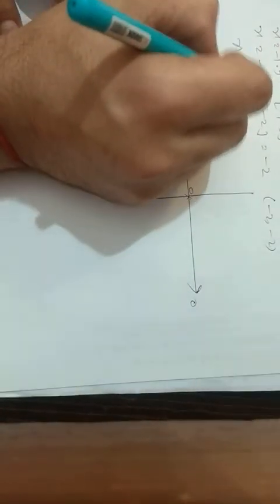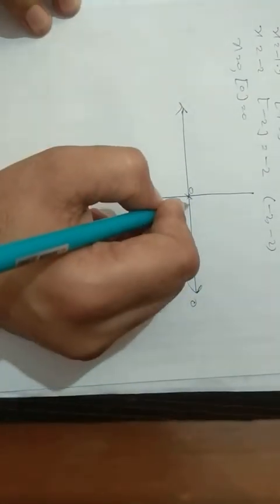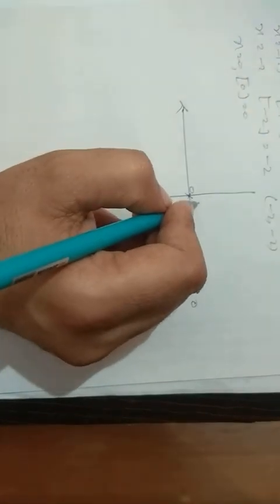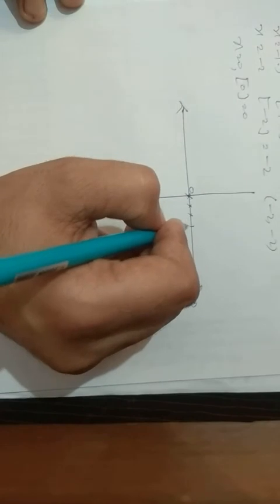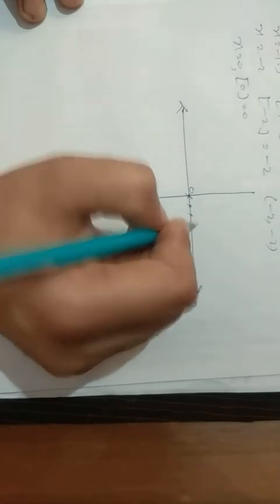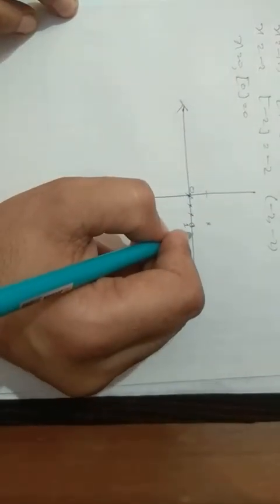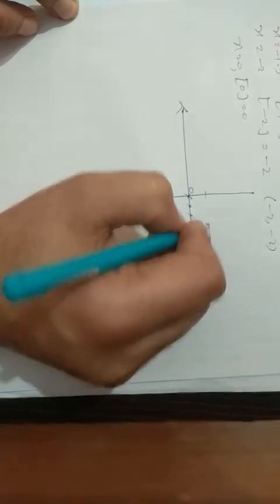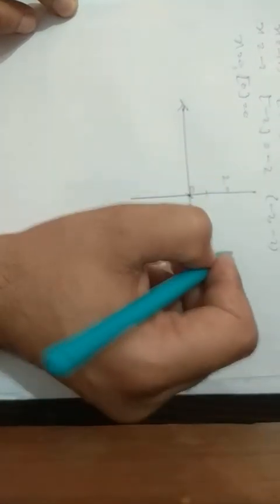At x is equal to 0, greatest integer of 0 is 0, so (0, 0) lies at the origin. When you put x equal to 0.1, 0.2, the value is 0. When you put x is equal to 1, then the graph is at 1. For 1.1, 1.2, 1.9, the graph is this line. And when you put x equal to 2, it becomes 2.